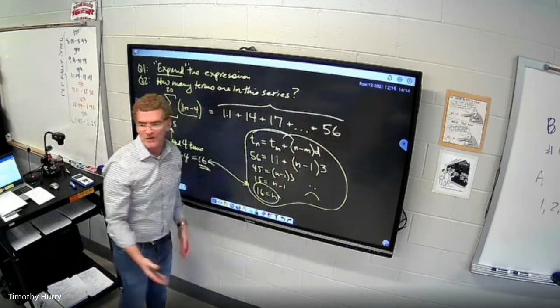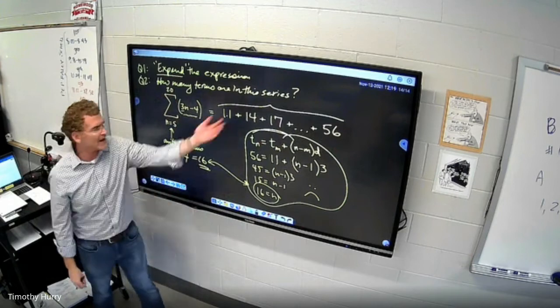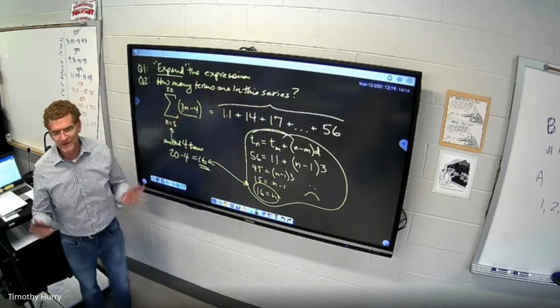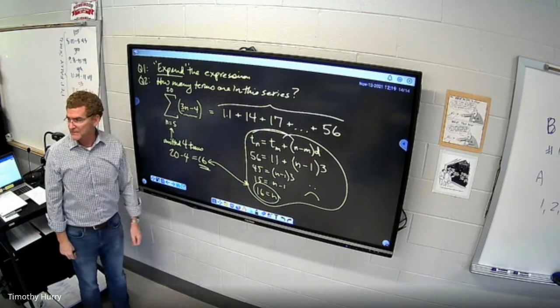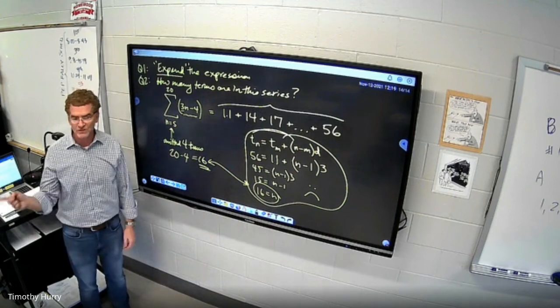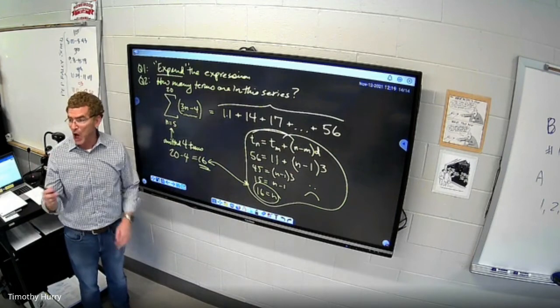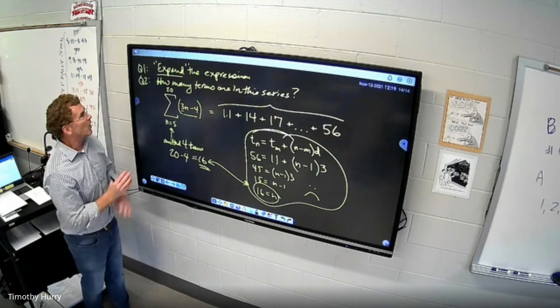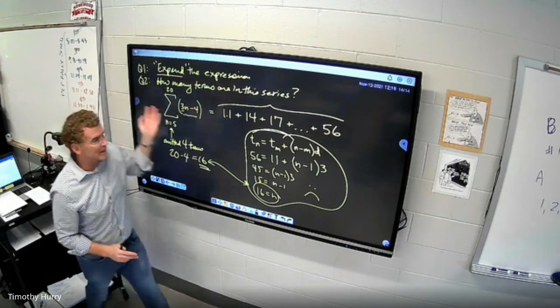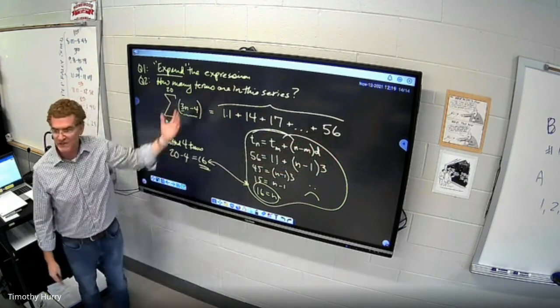Now, if I don't put it in sigma notation, and I give you just this, and I say how many terms, you have no choice, right? You're going to have to think this way. But I don't need to think that way if I'm in sigma notation. So the two things I could ask you, other than find the sum, if I give you this, are expand and how many terms.